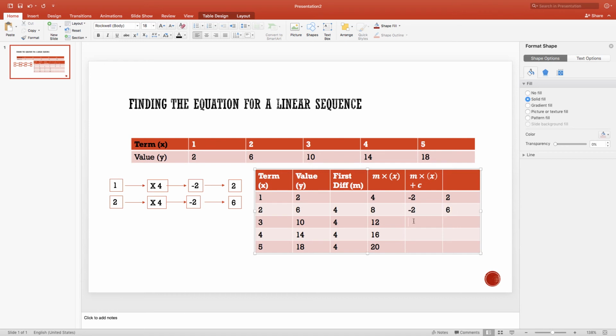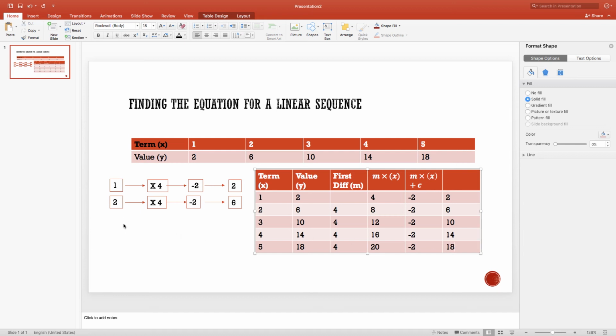Take away 2 equals 8. Take away 2 equals 14. So this one is take away 2 equals 10. And this final one is take away 2 will equal 18. So now we can write our equation.